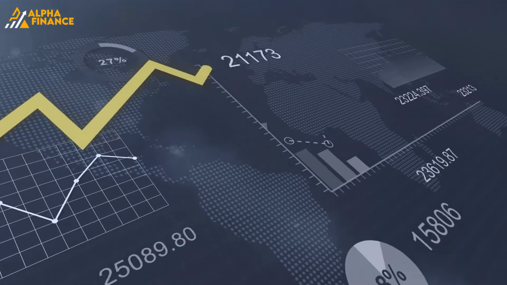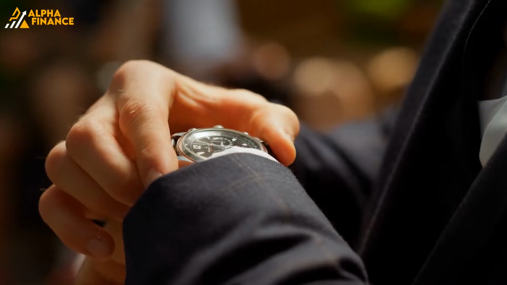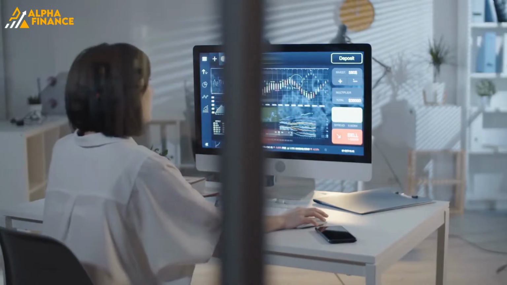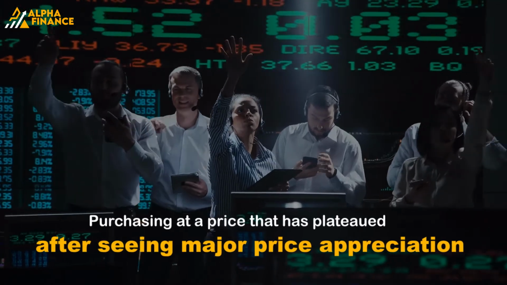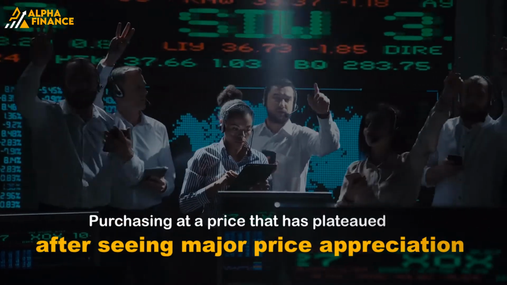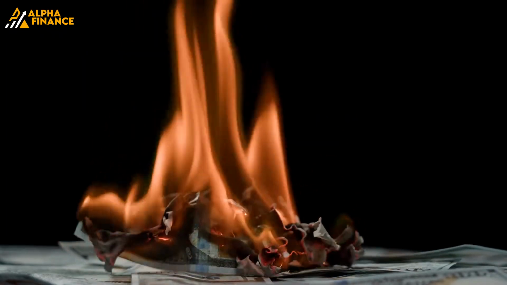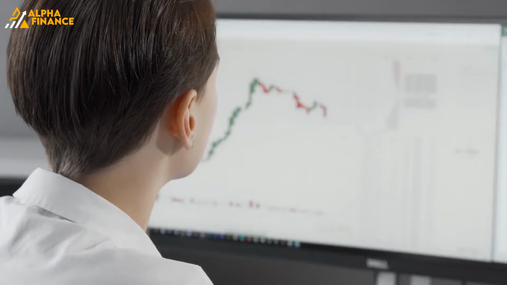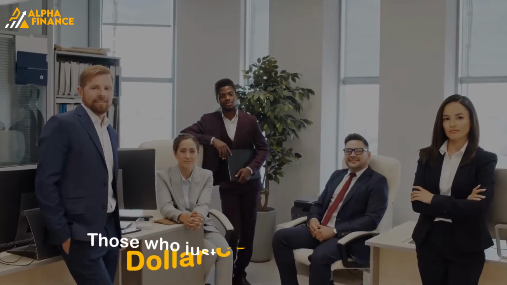What is low now may be high next week. And the top of this week might end up seeming like a steal a month from now. The best pricing for any item can only be determined in hindsight, by which time it is too late to make a purchase. If you try timing the market and pick up shares in a hot new brand, you may wind up purchasing at a price that has plateaued after seeing major price appreciation. You stand to lose a lot of money if you attempt to predict the market. Major financial institution Charles Schwab found that investors who attempted to time the market had far lower returns than those who just invested consistently using dollar cost averaging.